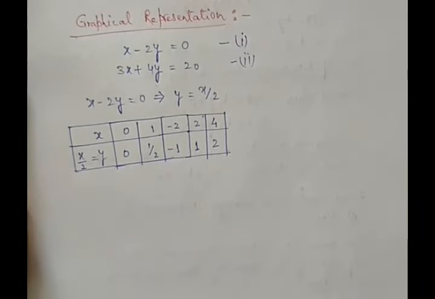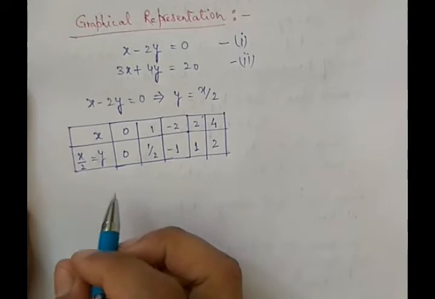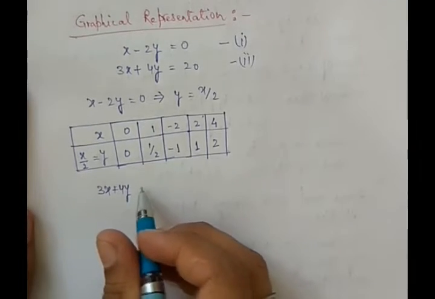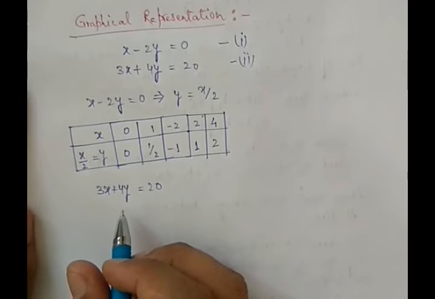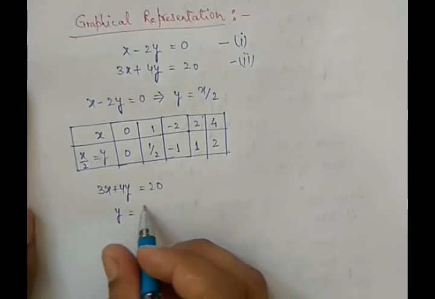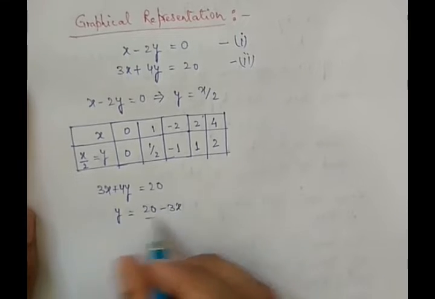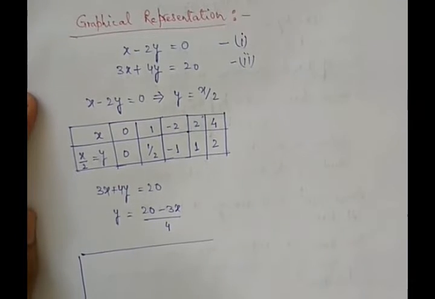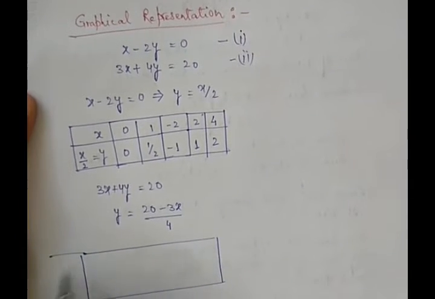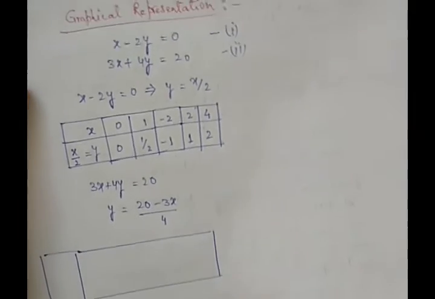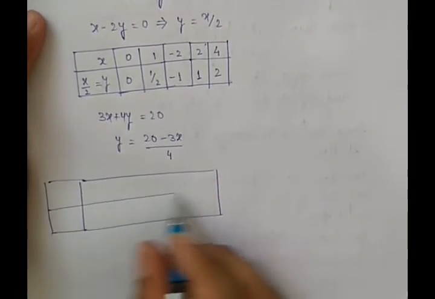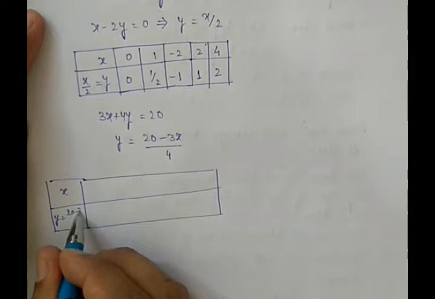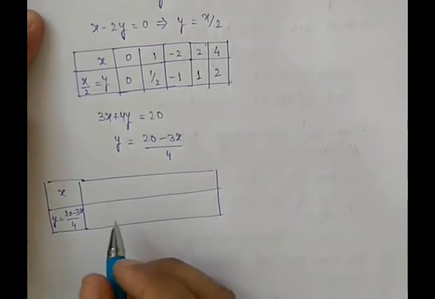We can draw the table for the second equation also. Then we will write it as 3x plus 4y is equal to 20. From here we can write y as (20 minus 3x) divided by 4. Now if you try to draw the table for this, it will be like this. Here you will write x and here you will write y is equal to (20 minus 3x) divided by 4.